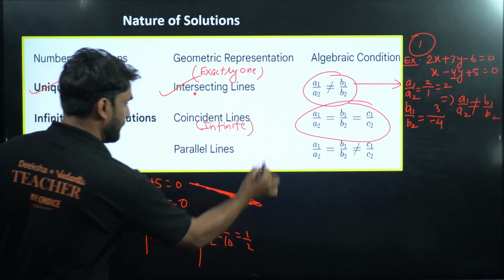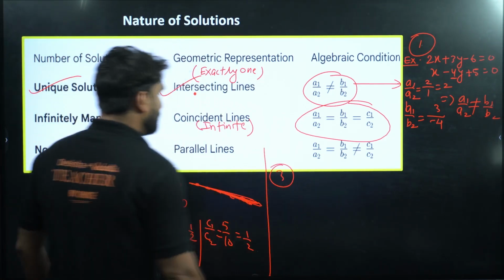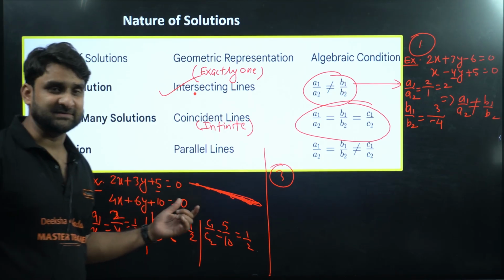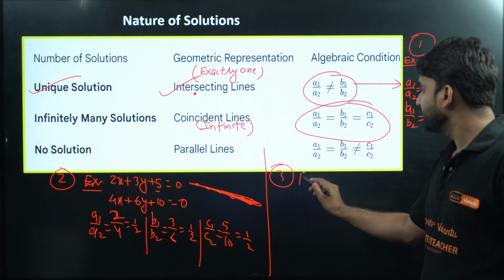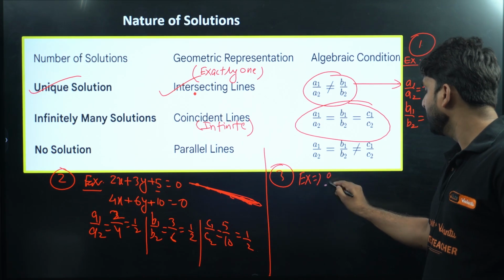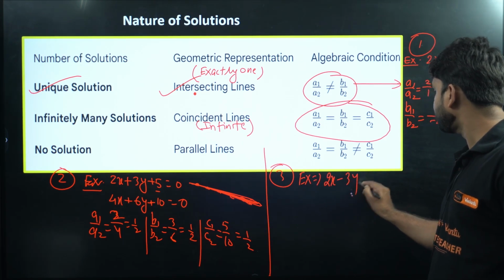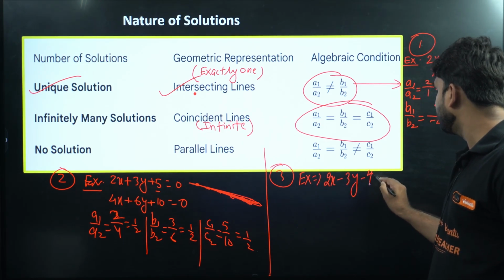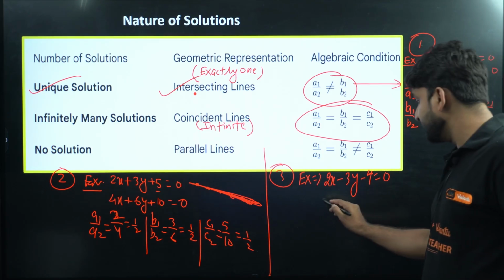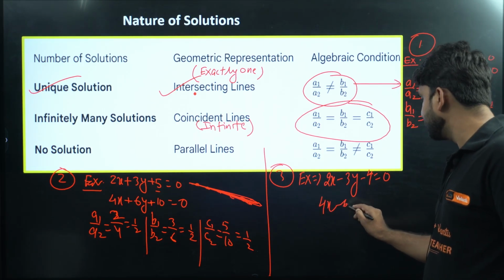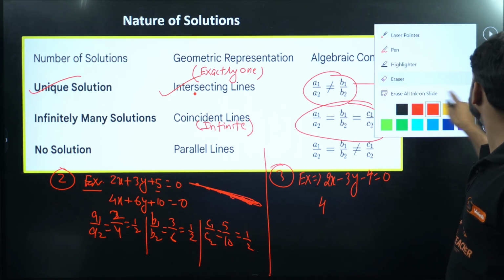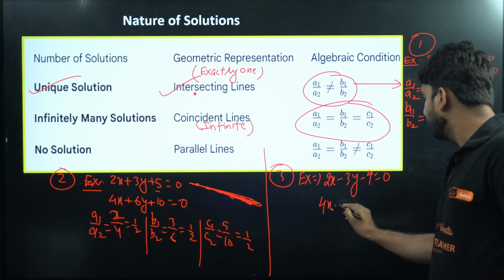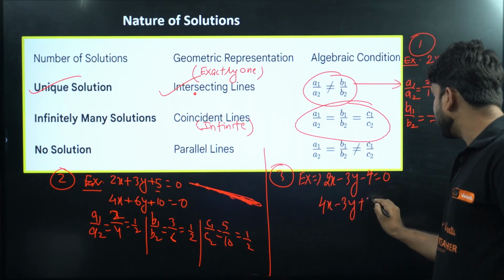Now moving to the third case, which is parallel lines. The linear equations may be parallel also. So let's take an example. This is the first equation, 2x minus 3y minus 4 is equal to 0, and the second is 4x minus 6y plus 5 is equal to 0.